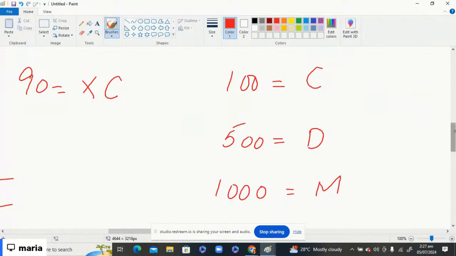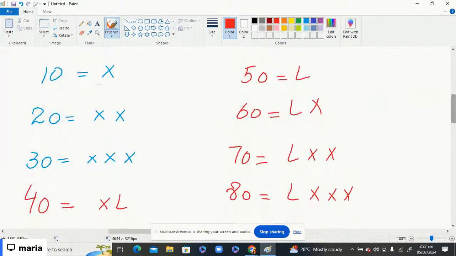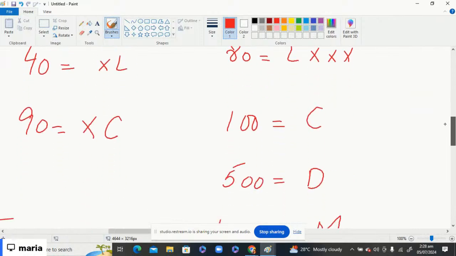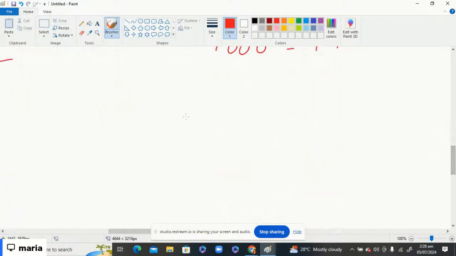now one more time you're going to check all of it. 10 is represented with X, 20 is represented with double X, 30 is represented with triple X. Now for 40, for 50 it's L, for 100 it's C, for 500 it's D, for 1000 it's M. Okay, L, C, D, M. Got it? X, L, C, D, and M.